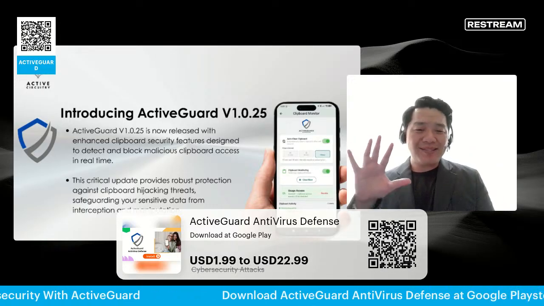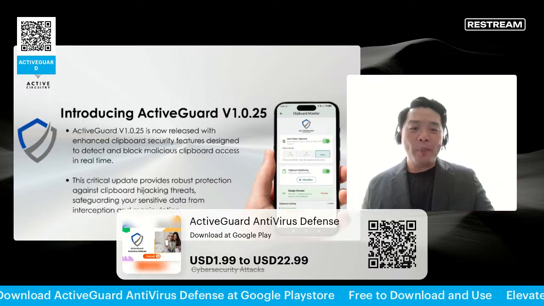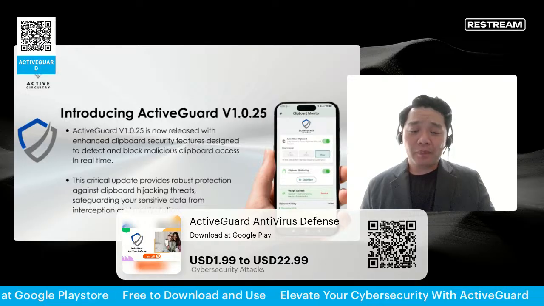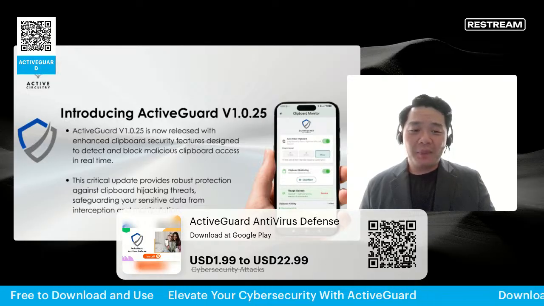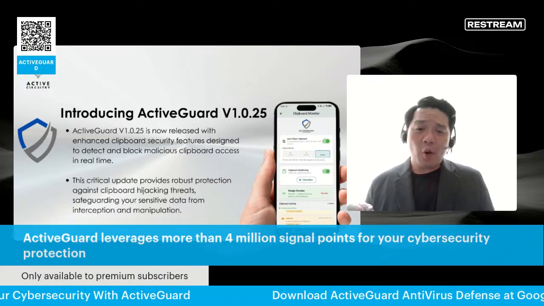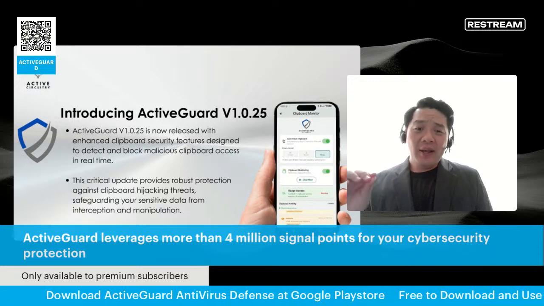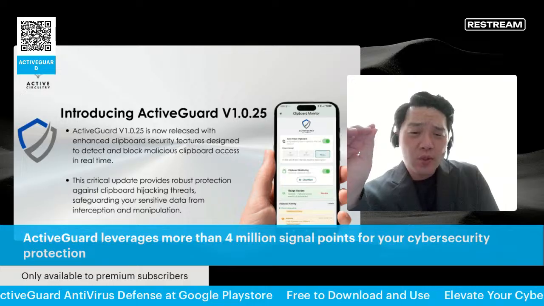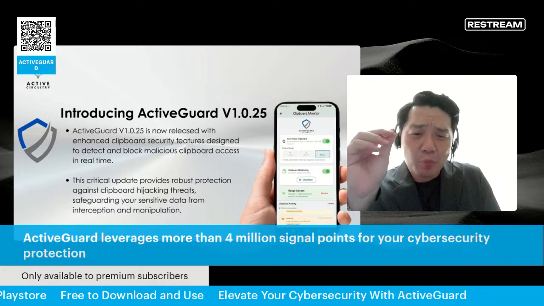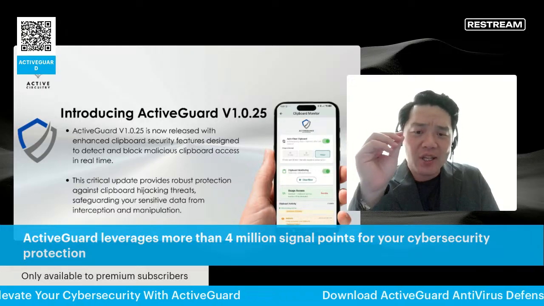Currently, the AI cybersecurity engine leverages 4 million plus signals. 4 million plus is a lot of signals, and it's increasing by sometimes 100,000 plus every week. So it becomes more intelligent. When you're connected to it, you're optimizing your cybersecurity protection.